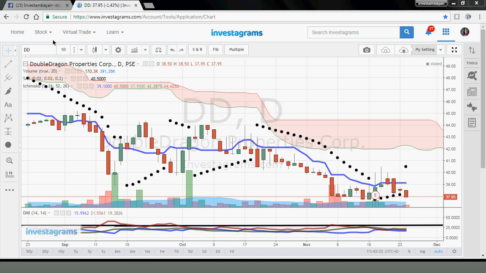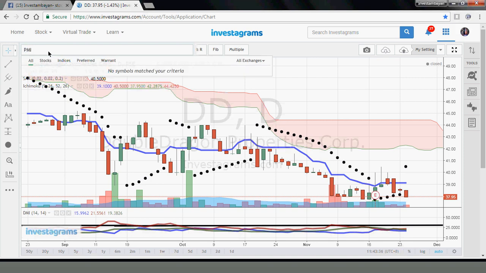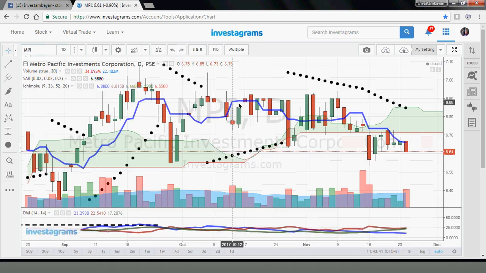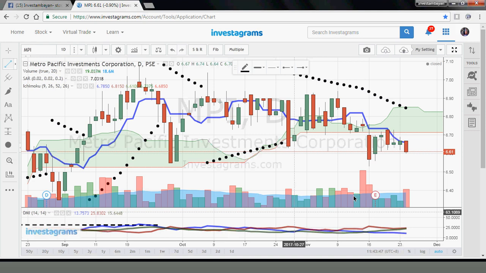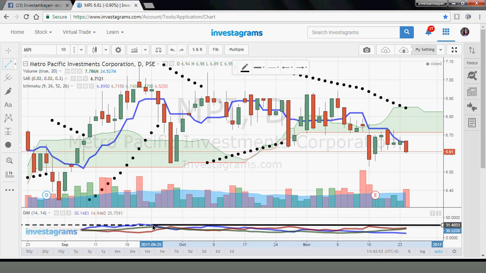MPI, check natin. Yung master nito, kasi available na siya, pwede na siyang magamit. MPI, I believe this is ranging. Ganito din yung gawin nyo. IMI is ranging. Check natin, below the cloud, so bearish pa din siya. So wala pang sign ng reversal dito. Hintayin nyo na.